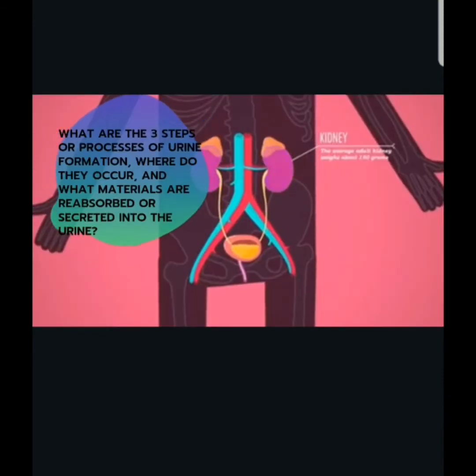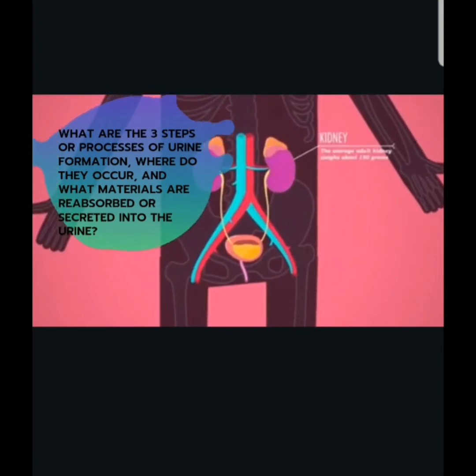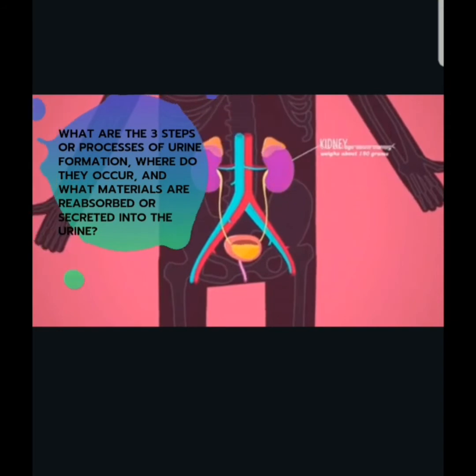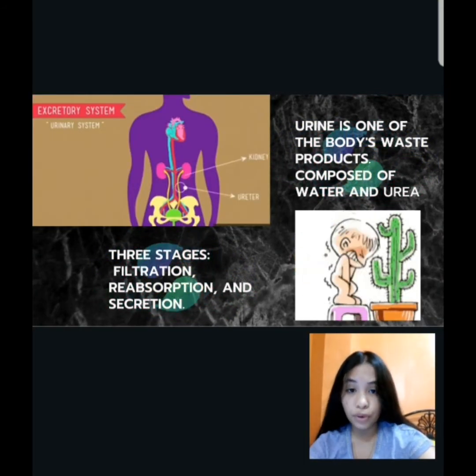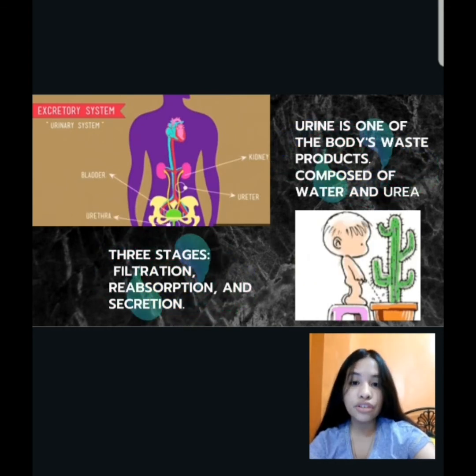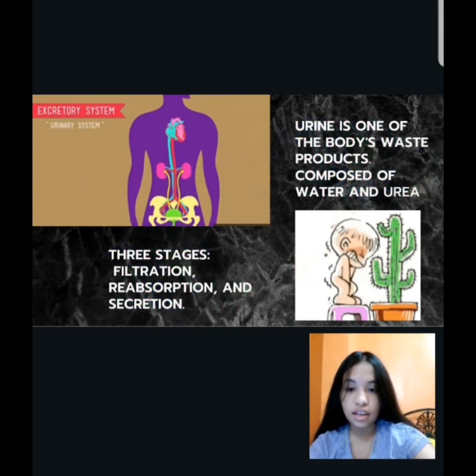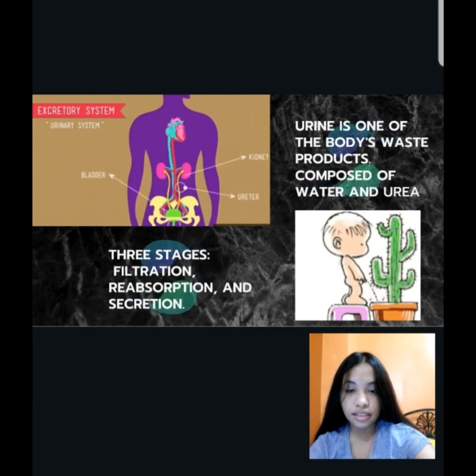What are the three steps or processes of urine formation? Where do they occur? And what materials are reabsorbed or secreted into the urine? Urine is one of the body's waste products. It is primarily composed of water and urea. Urine formation occurs in the kidney in three stages: filtration, reabsorption, and secretion.